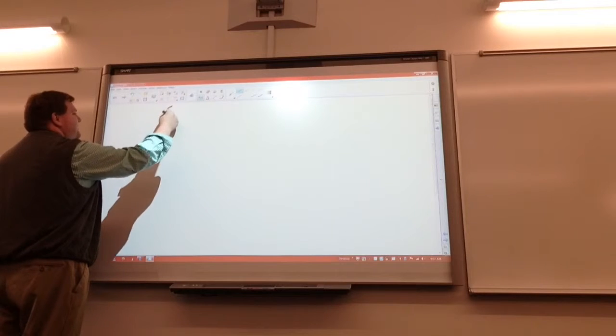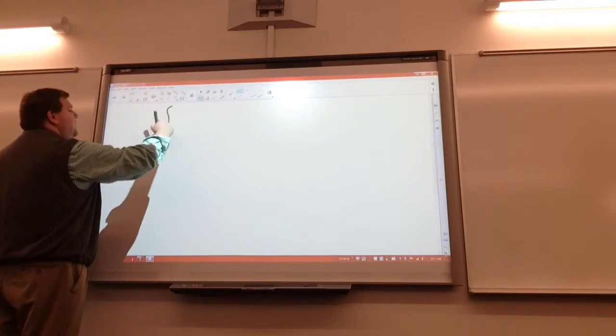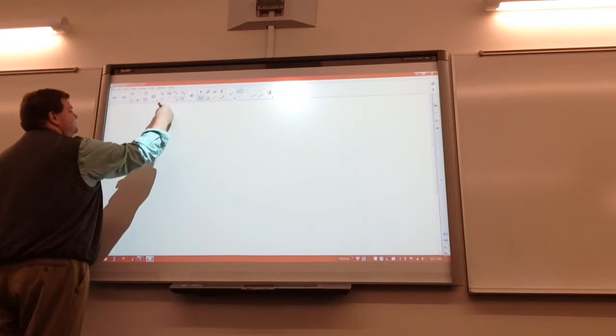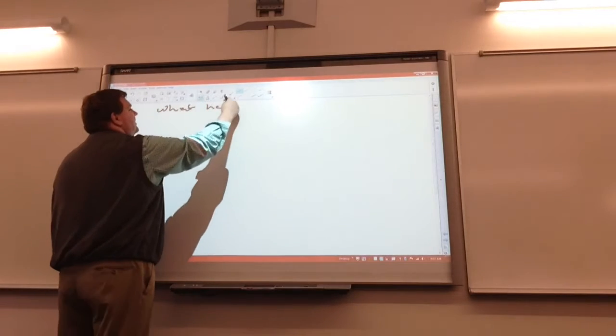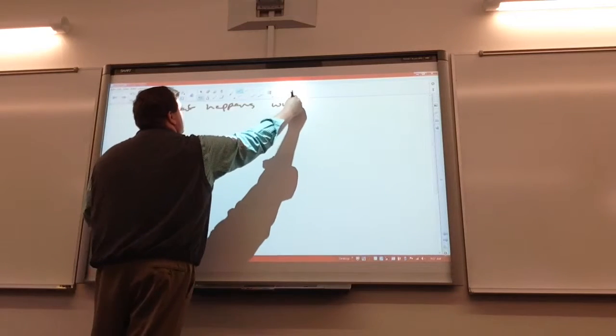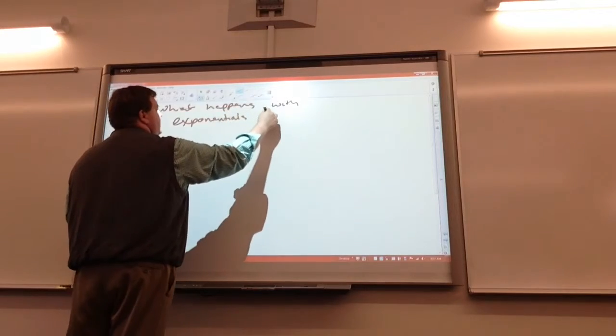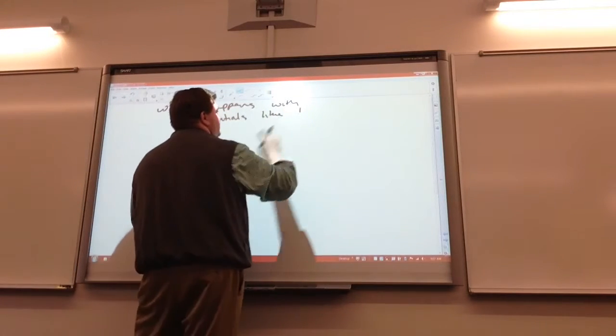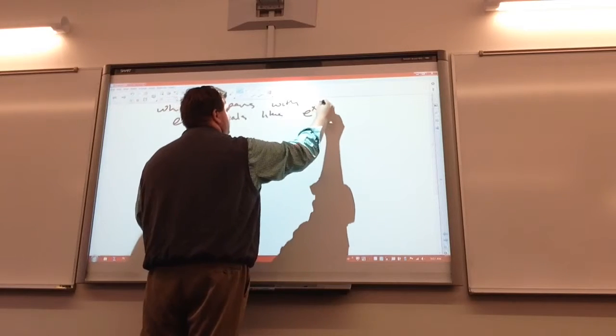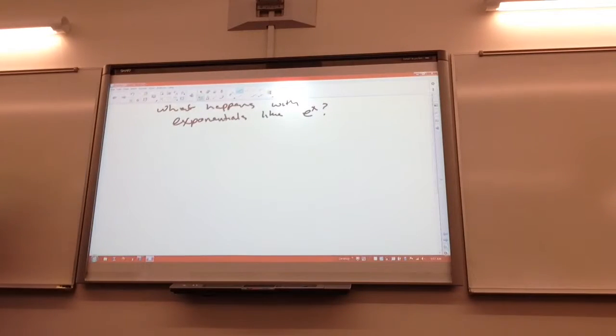What happens? And this one's really strange. What happens with exponentials like e to the x? Okay. To ask again, who remembers what e to the x actually is? It's just an exponential function. It's an exponential function, but how do I get it? How do I get the number e, basically?